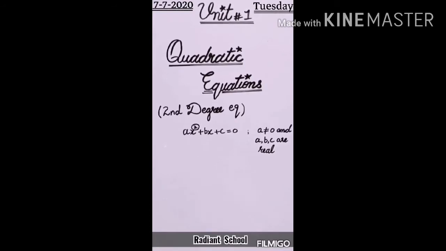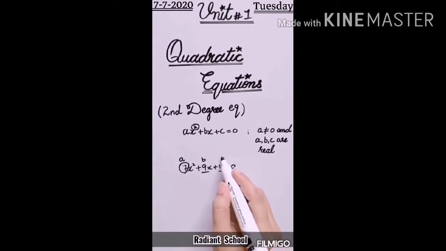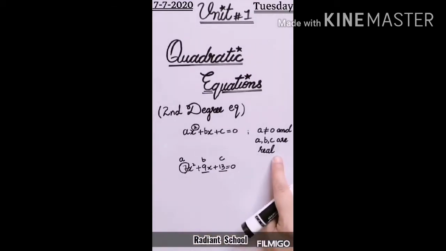For example, 7x square plus 9x plus 13 is equal to 0. You can see here the value of a. The coefficient of x square is the value of a, the coefficient of x is the value of b, and the constant is the value of c. A, b, c, 7, 9 and 13, all three numbers are real.